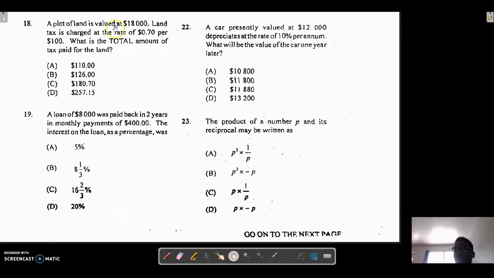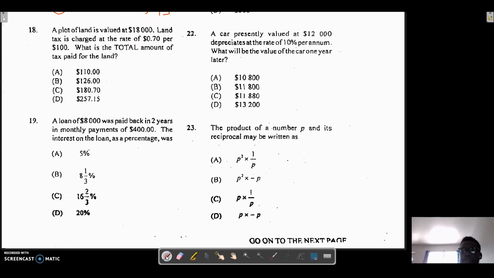It says a plot of land is valued at $18,000. Land tax is charged at a rate of 70 cents per $100. What is the total amount of tax paid for the land? Now, so it's per 100. So we have to find out how many hundreds we have in 18,000. Alright, which would be easy, simply 18,000 divided by 100. Alright, and we can use the zeros to cancel. So we have what?